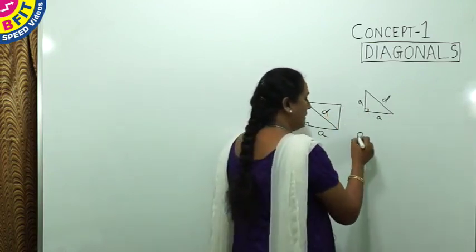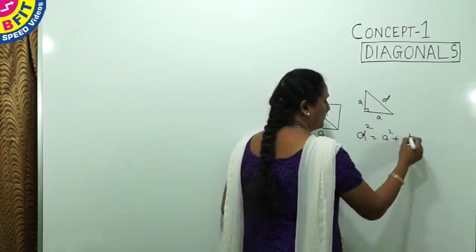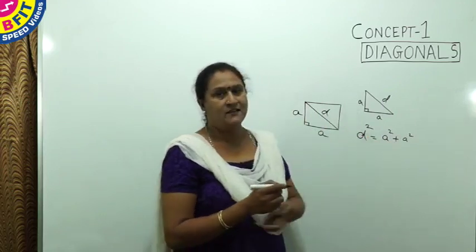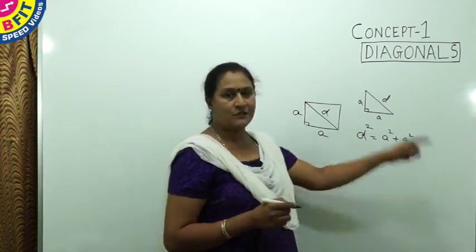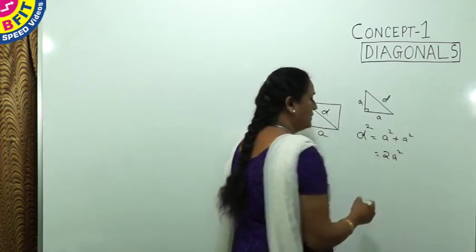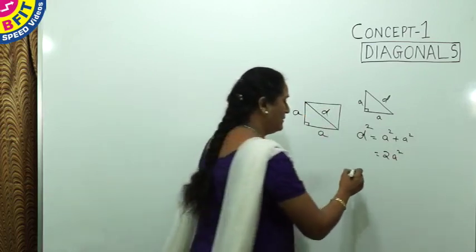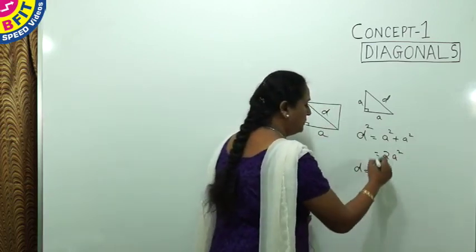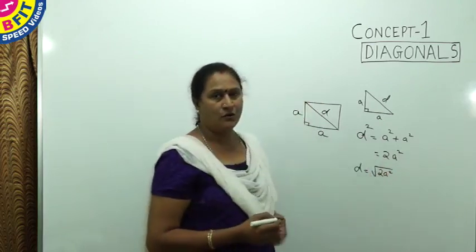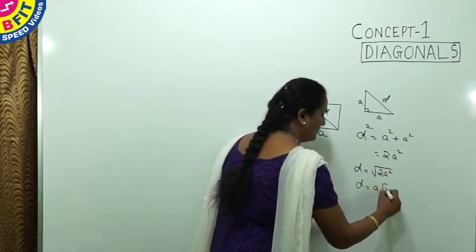Now D square is equal to the sum of the squares of the sides which contain this 90 degrees. Now what is A square plus A square? 2A square. So D square is 2A square. We need only D, the length of the diagonal. Now what is the length of the diagonal? Root of 2A square. Taking square root on either side, the diagonal is A root 2.